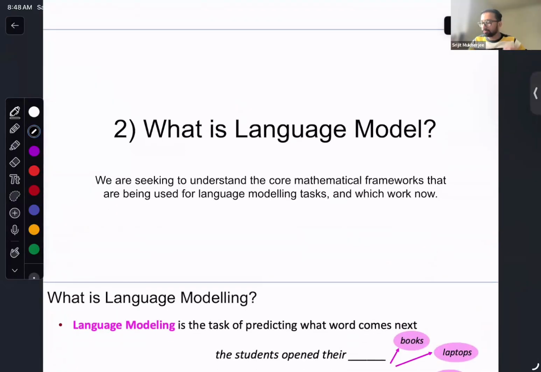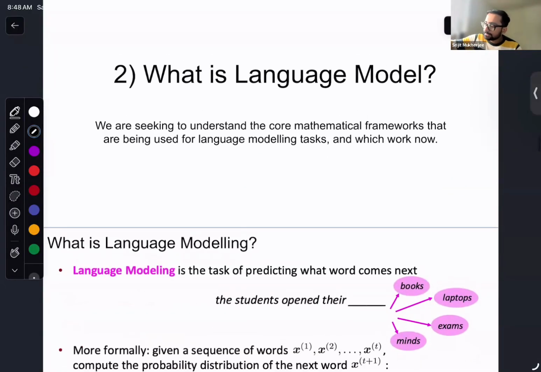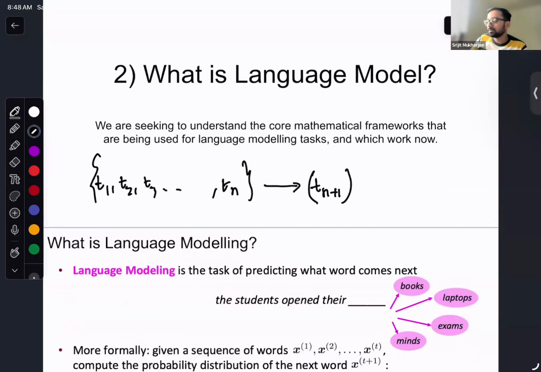So what is a language model? I told you already, a language model is given a set of words. Let's say you're given this data set. I already used the variable x1 for the vocabulary, so let's not use that. Let's say token 1, token 2, token 3, up to token n. So you're already given this sequence. Then the question is, what is token n plus 1?